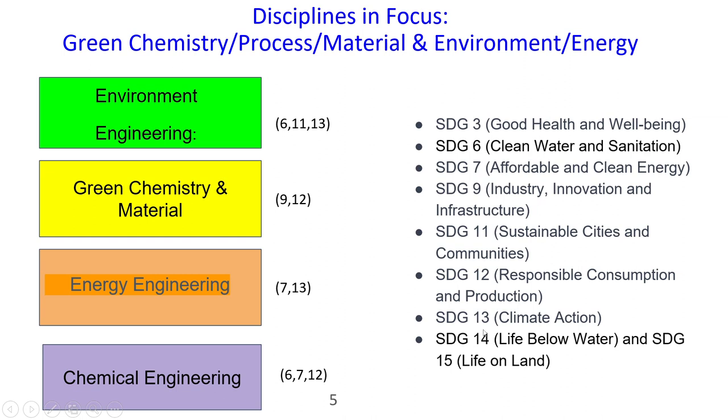Let's take environmental engineering, for example. This field primarily supports SDGs related to environmental protection and sustainability. For instance, it contributes to SDG 6, clean water and sanitation, through developing water treatment systems, and SDG 11, sustainable cities and communities, through sustainable urban planning, and SDG 13, climate action, by designing climate resilient infrastructure. And you can apply this mapping methodology to other disciplines.